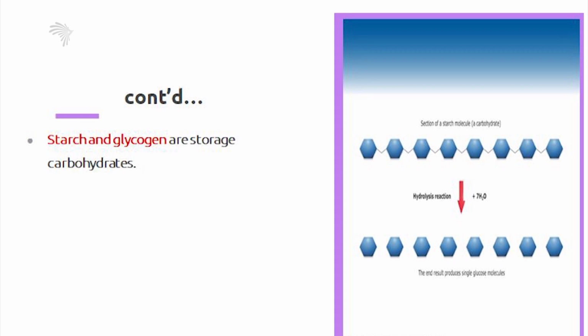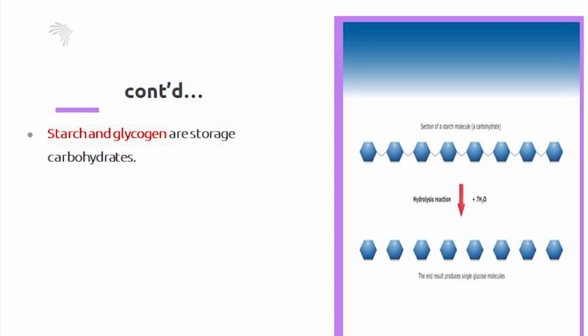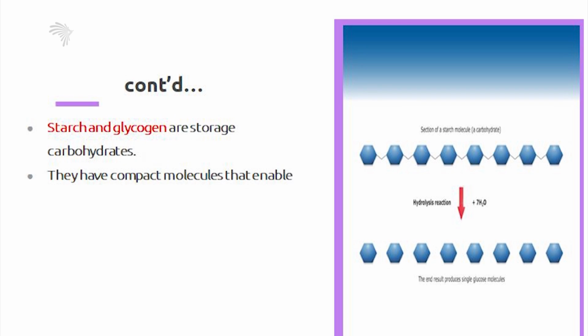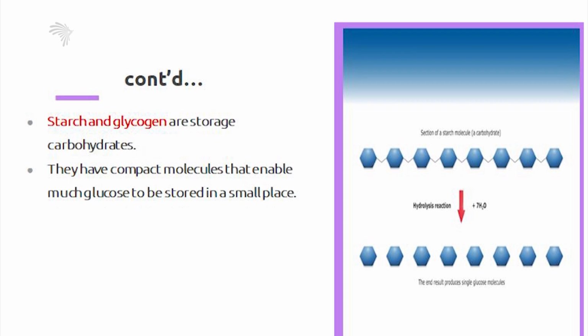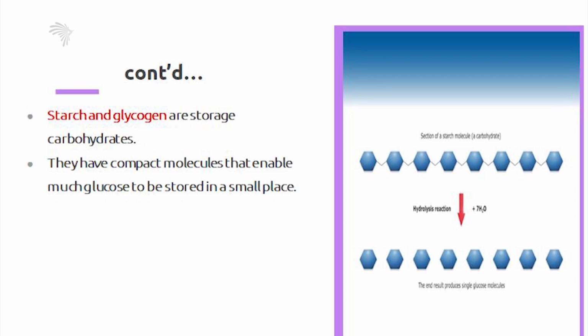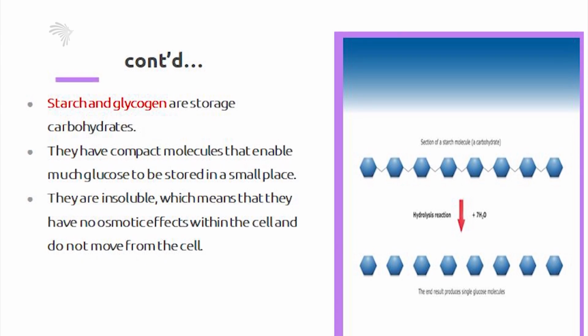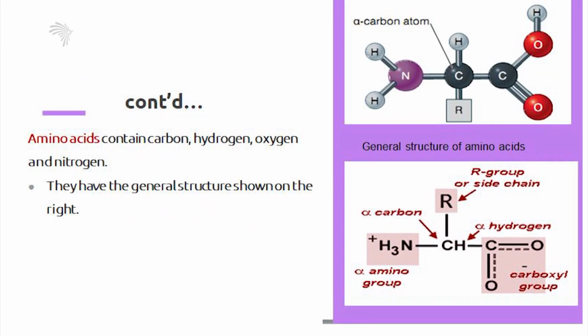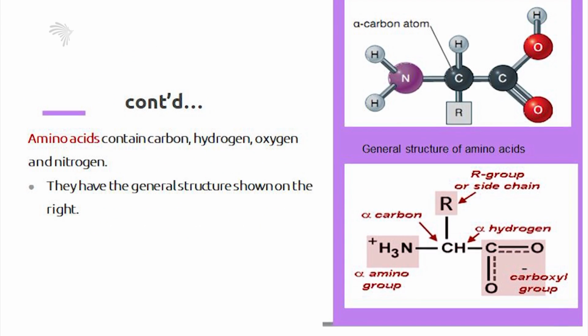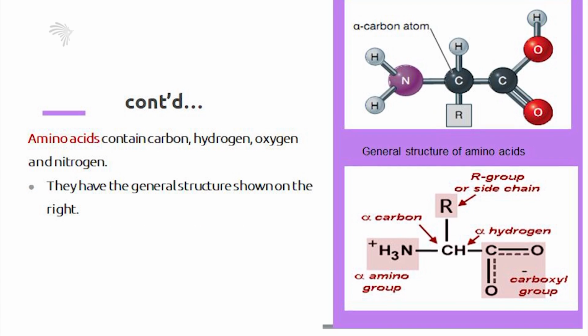In animals, they are stored in the liver and the muscle; starch is stored in plants. They have a compact molecule that enables much glucose to be stored in a small place. They are insoluble, meaning that they have no osmotic effect within the cell and do not move out of the cell. Besides starch and glycogen, we can also mention cellulose.